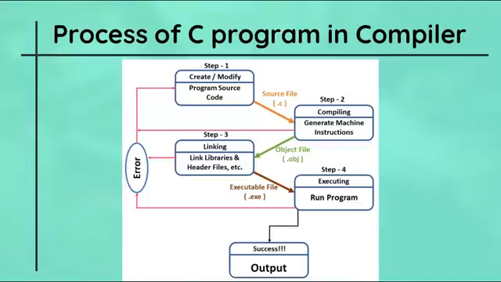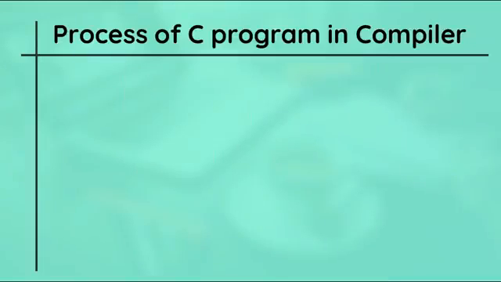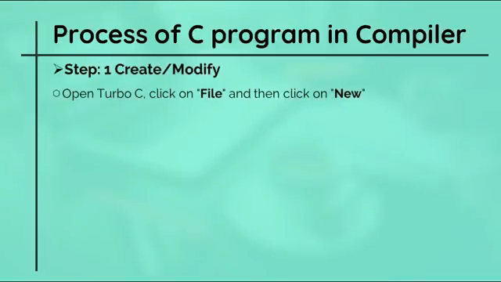I bet you are eager to know what happens to a C program inside the compiler. As the steps mentioned in front of your screen, step 1 is create and modify. After that, compiling, linking and executing. At last, after completion of all the processes, it will generate the output. So let's take the first one, create and modify.